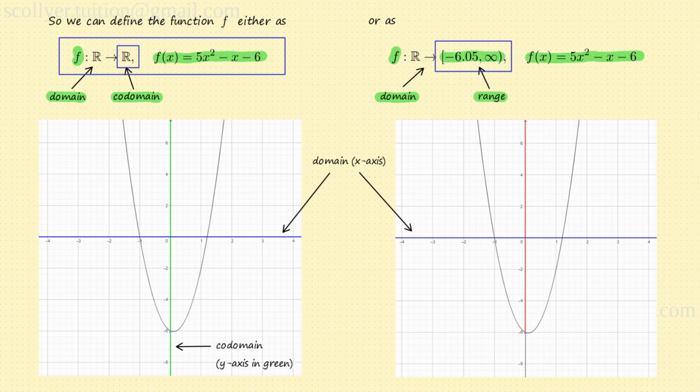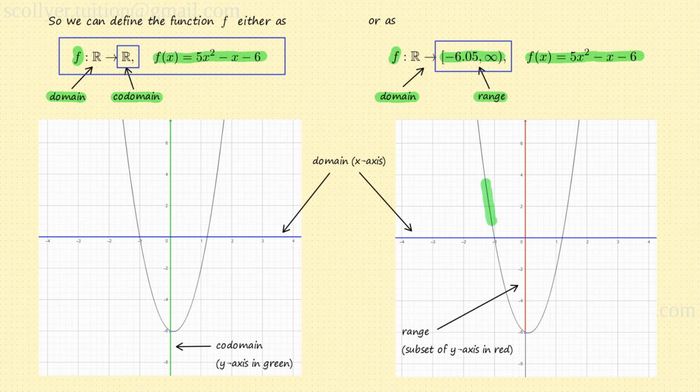However, for the representation on the left, the codomain is the whole of the y-axis, shown here in green, whereas for the domain range specification on the right, the range is the subset of the y-axis, shown in red. And we see that the range, the subset of the y-axis in red, corresponds exactly to the portion of the y-axis that is occupied by the graph of the function.